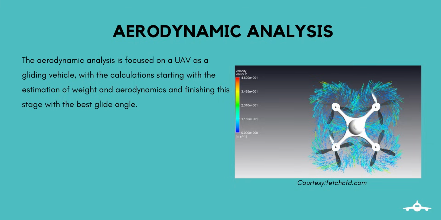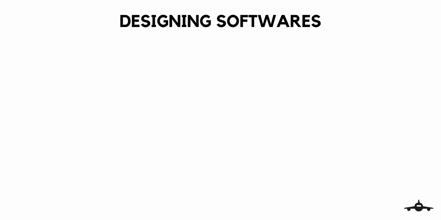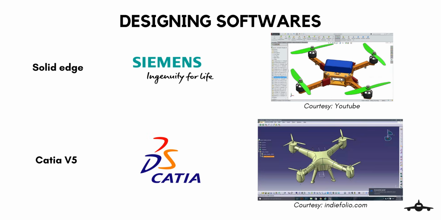The aerodynamic analysis is focused on a UAV as a gliding vehicle, with the calculations starting with the estimation of weight and aerodynamics and finishing this stage with the best glide angle. In fact, the aerodynamic analysis is obtained for a preliminary design. This step involves the wing, fuselage, and empennage of the UAV. In order to achieve the preliminary design, an estimation of aerodynamic coefficients along with the computational fluid dynamic analysis is performed. There are different design softwares such as Solid Edge and CATIA V5.